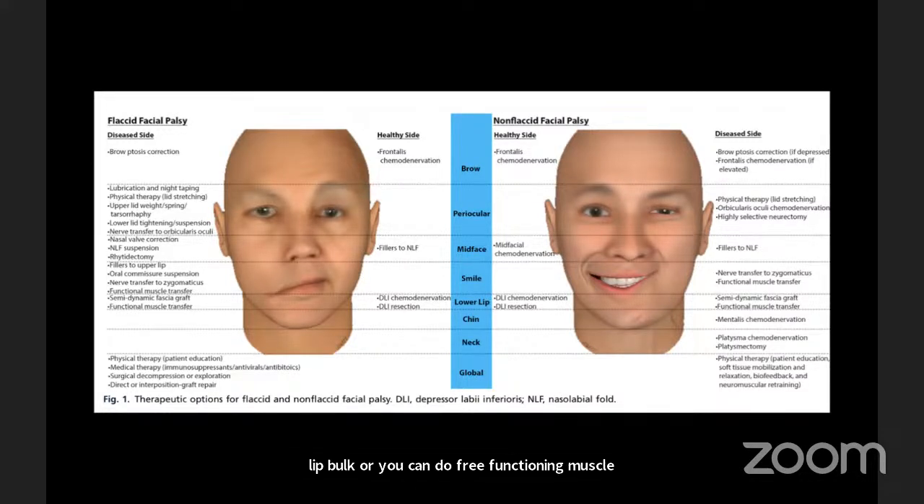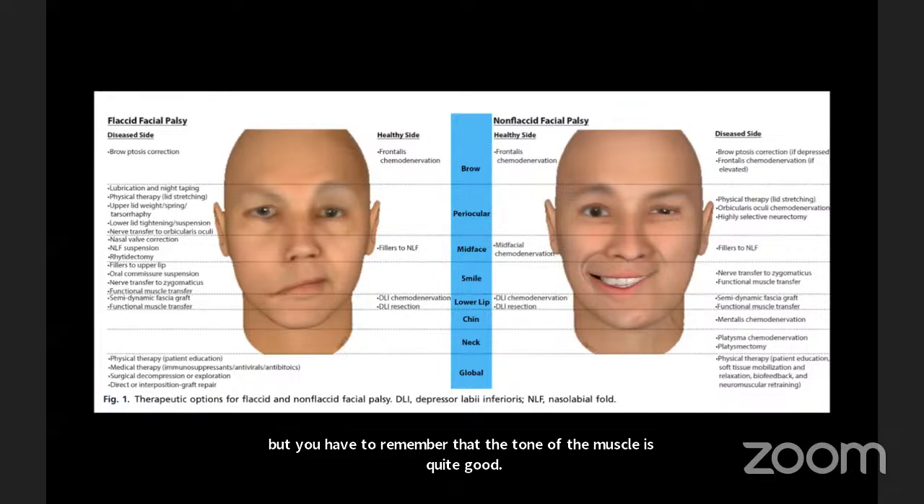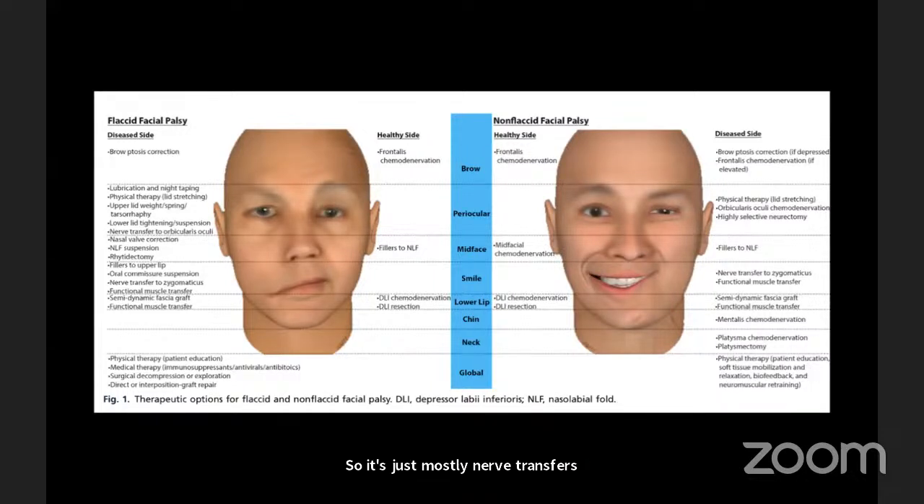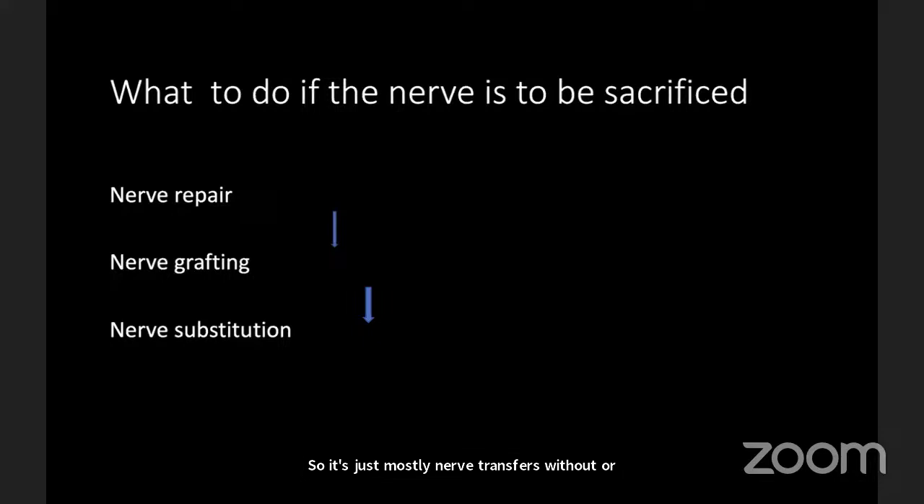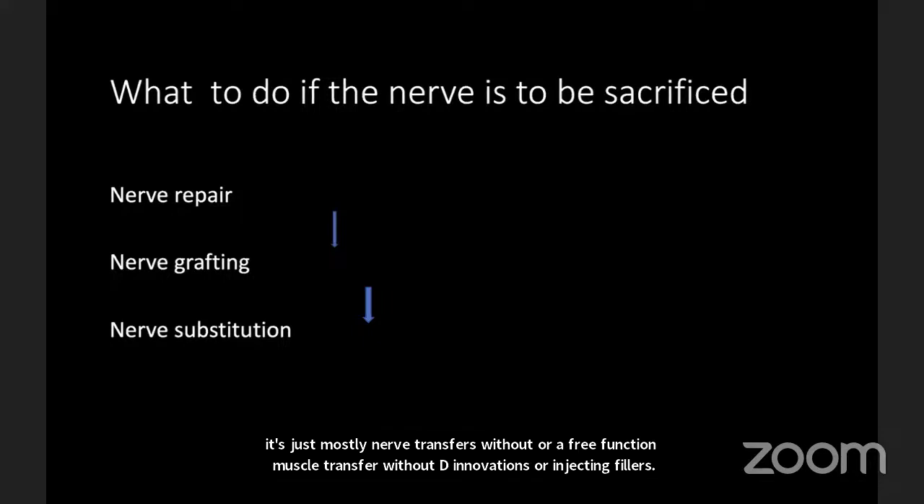In a non-flaccid facial palsy, it's mostly the same thing, but you have to remember that the tone of the muscle is quite good. So it's mostly nerve transfers, or free functioning muscle transfer, without de-innervation or injecting fillers.